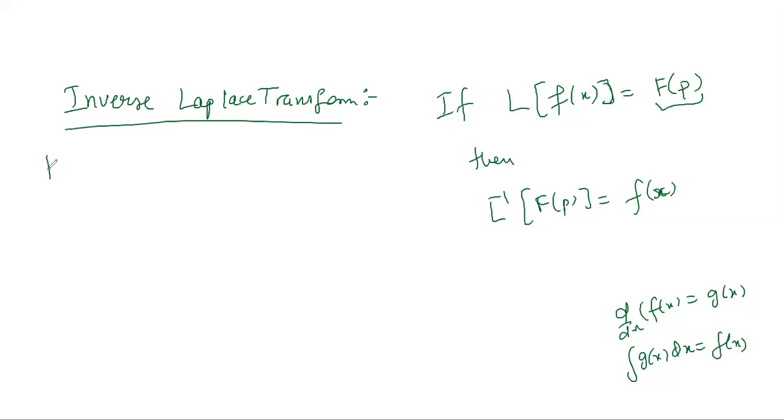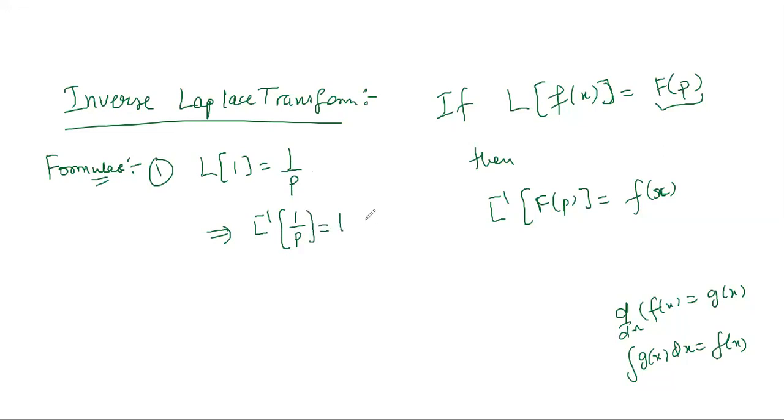Now the formulas for it. You will be happy to know that you don't need to remember any new formulas, because if you already know the formulas for Laplace transform, you can immediately derive the formulas for inverses from there. The first formula which I gave you for Laplace transform, what was L of 1? 1 by p. So it implies L inverse of 1 by p is going to be 1.